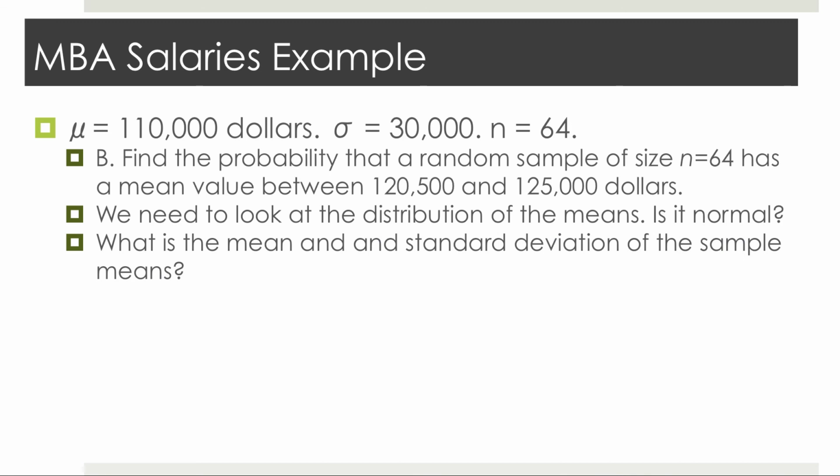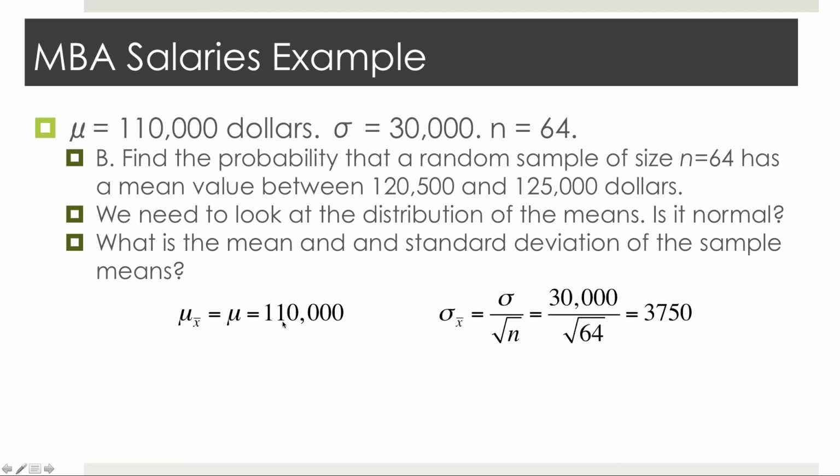Second, what is the mean and the standard deviation of the sample means? In other words, on this new distribution that looks at all of the different samples we could take, what's the mean and standard deviation? And again, we draw on what we learned in part 4's video. We know that the mean of the sampling distribution is the same thing as the population mean, or $110,000. We also know then that the standard deviation of the sampling distribution of sample means is given by this expression. So we can go ahead and compute that pretty easily with a calculator, and we get 3,750.